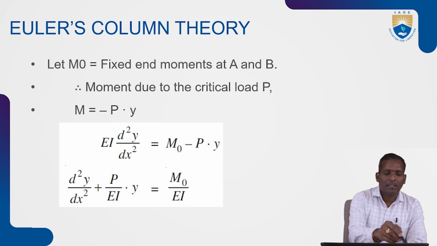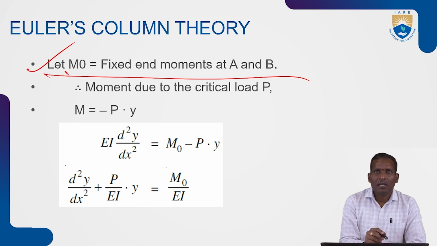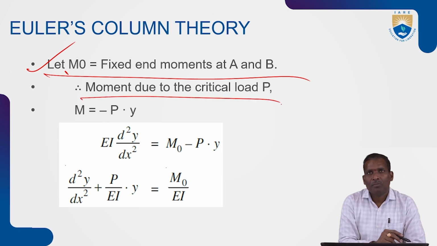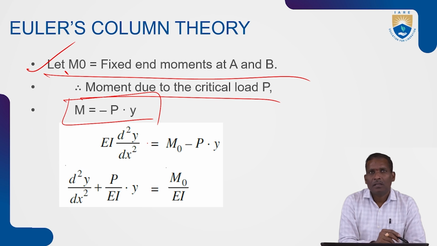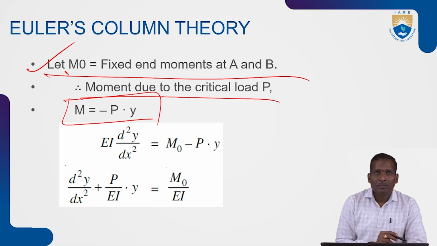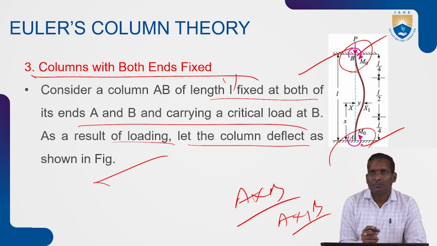So let M naught be the fixed end moments at A and B. The moment due to the critical load P is M is equal to minus P into Y. Why is it negative? This is due to the concavity shape, negative.